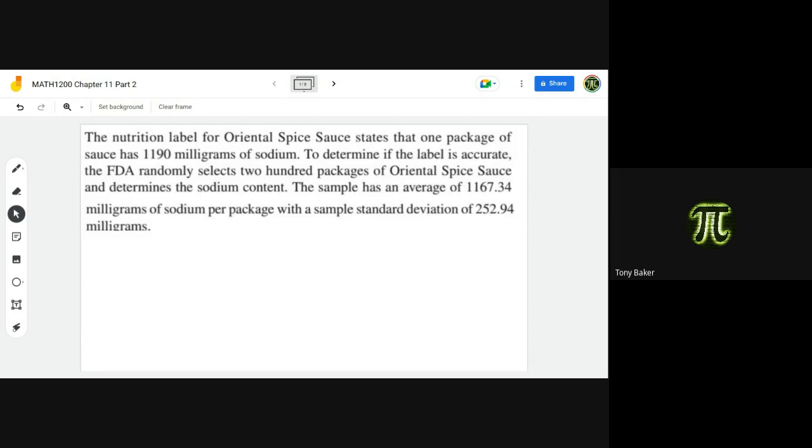All right, so let's look at this one. The nutrition label for Oriental spice sauce states that one package of sauce has 1,190 milligrams of sodium. To determine if the label is accurate, the FDA randomly selects 200 packages of Oriental spice sauce and determines the sodium content. The sample has an average of 1,167.34 milligrams of sodium per package, with a sample standard deviation of 252.94 milligrams.